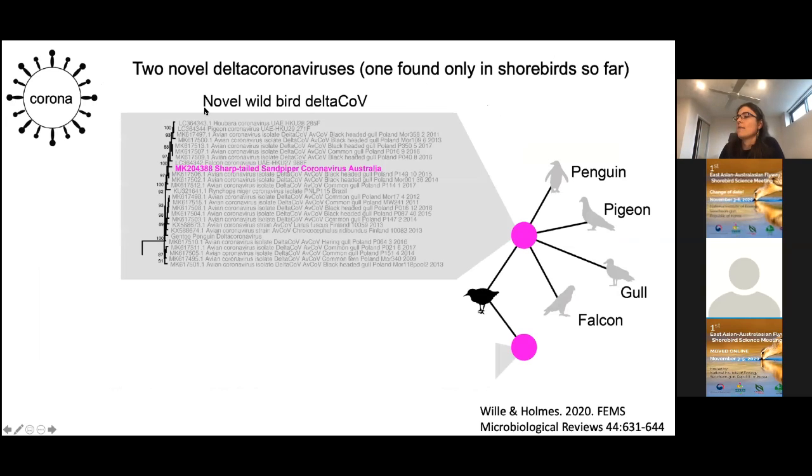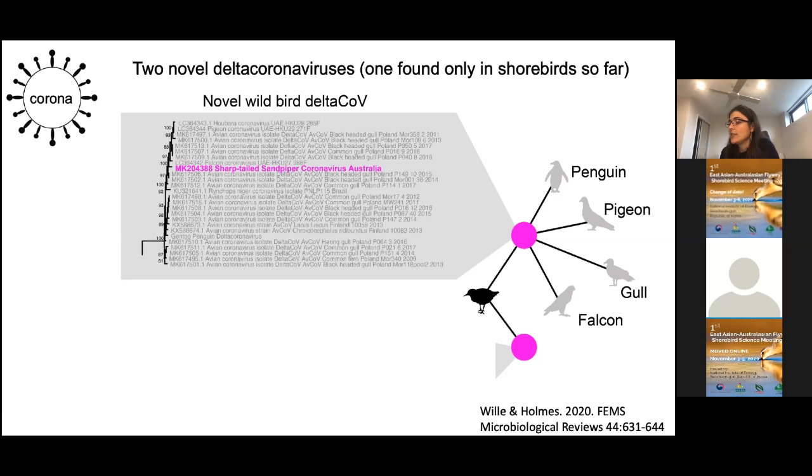And so the first one I've called novel wild bird delta coronavirus. So in this little schematic here I have on the side, we have a little pink circle showing the virus, and then all the different hosts from which we have found this virus so far. So this includes penguins in Antarctica, pigeons and falcons from the United Arab Emirates, and gulls from Europe. And we actually found it in a sharp-tailed sandpiper in Australia in a different study from the one I showed you before. So we have here a virus that's not been ratified, it's not in the books yet, but it's quite widely distributed and is found in a number of Charadriiformes, so shorebirds and gulls.